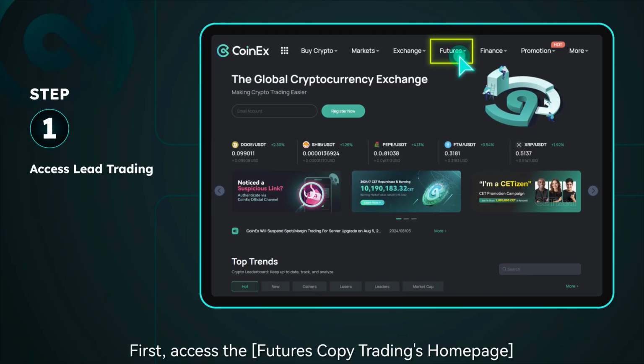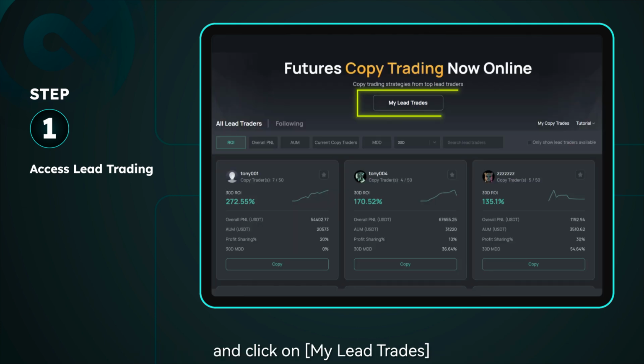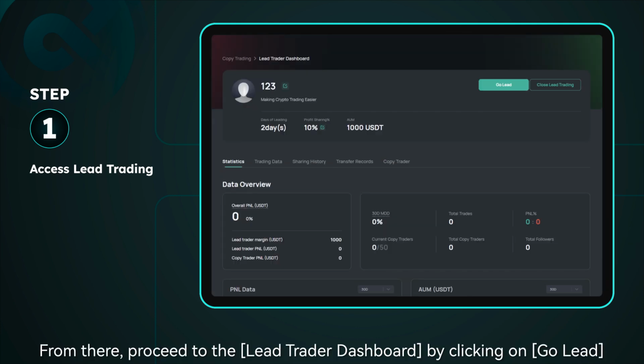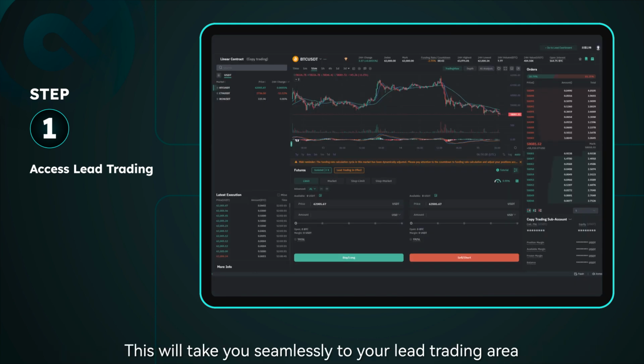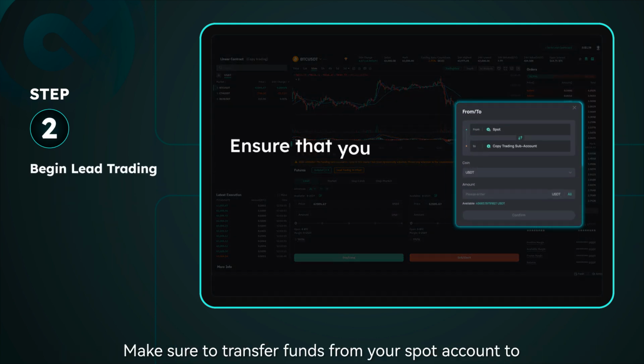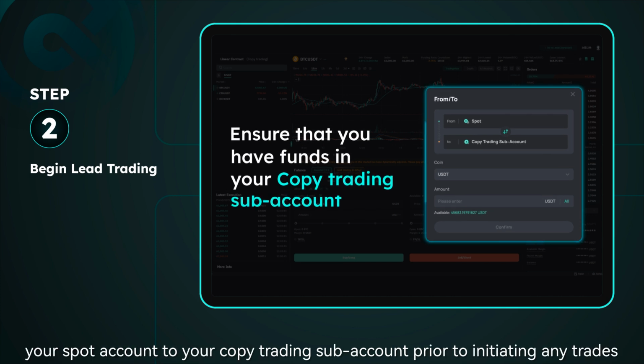First, access the Futures Copy Trading's homepage and click on My Lead Trades. From there, proceed to the Lead Trader dashboard by clicking on Go Lead. This will take you seamlessly to your lead trading area. Make sure to transfer funds from your spot account to your copy trading sub-account prior to initiating any trades.